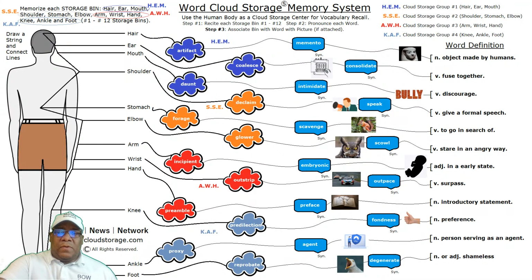And then when we put our hand over the right side, which covers the synonyms and the picture word association, we can quickly look at the word definition: artifact, memento, statue; coalescence, fuse box, and that would be consolidate together. Daunt, and daunt would be discourage, intimidate, or the word bully, picture word association, bully. And then we have declaim. Declaim, make a formal speech. Picture word of the gentleman holding a bullhorn. And forage, the squirrel in the park. Forage, glower, and that was scowl or owl, picture word association.